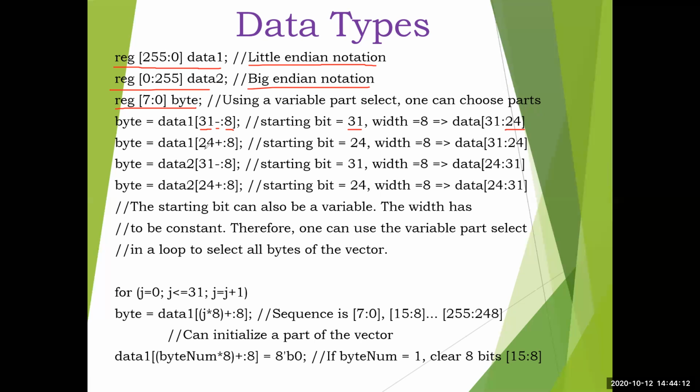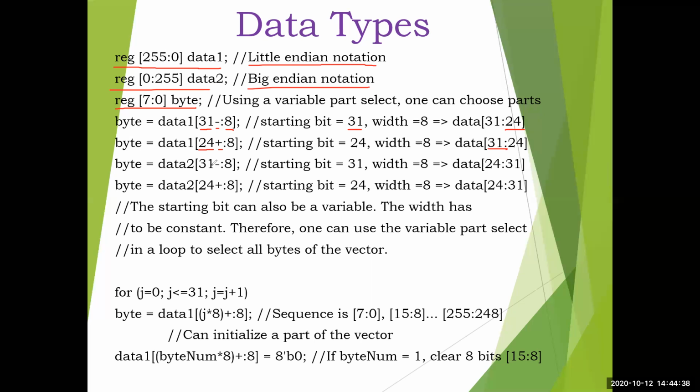Similarly, increment. So 24 is the starting bit. Add 24 to 8, 25, 26, like that you will get 31. But the writing is the same because this data1 is declared as 255 to 0. That's why the declaration should be like that. So here the starting bit will come here, 24. It is incremented, but this should be written this side only, otherwise it is illegal.